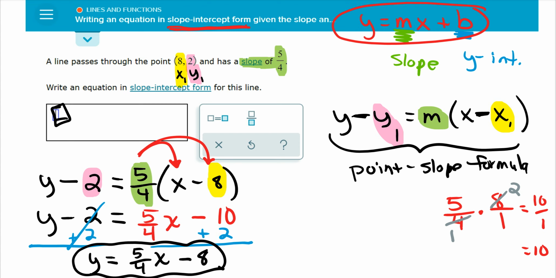And that is how you write an equation in slope-intercept form given the slope and a point. And there you have it.